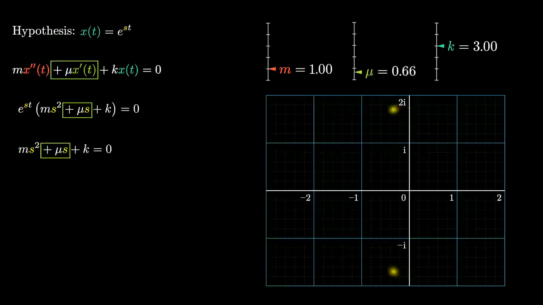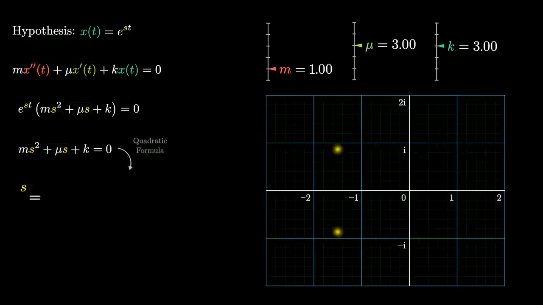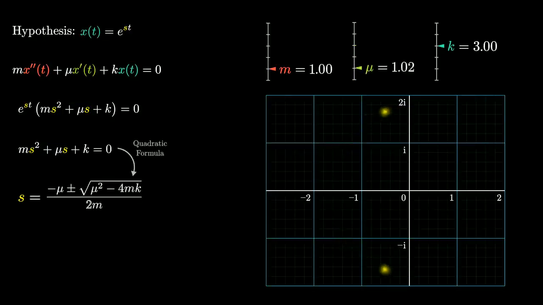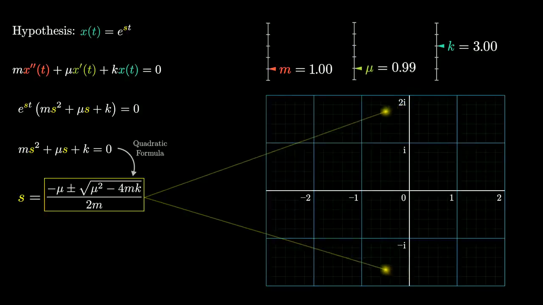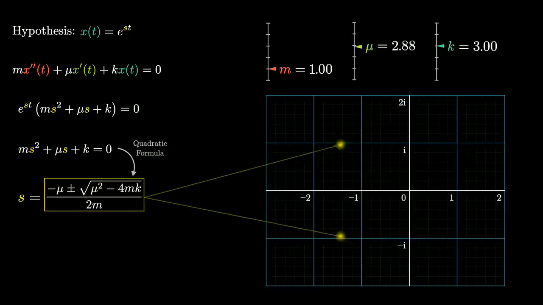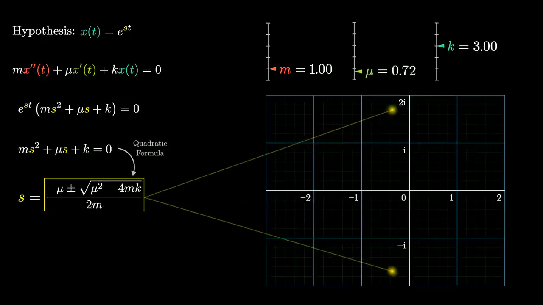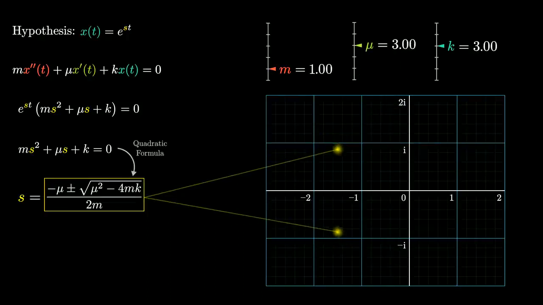Setting it to something that's not equal to 0. Well, in this case, solving the equation looks like applying the quadratic formula, and you don't really need to dwell on the details of the algebra here. I'm just going to go ahead and show you what it looks like if I increase the value of that coefficient mu, and we see where the two corresponding solutions for s land in the complex plane. The salient feature is that they have not only an imaginary, but also a negative real component.